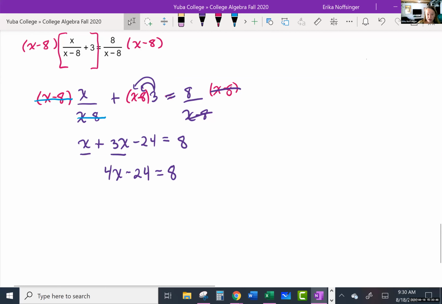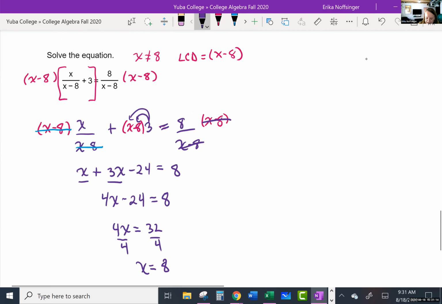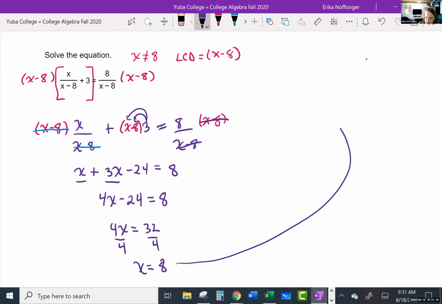So I want to get all the terms with a variable on one side, constant on the other. If we add 24 to both sides, we get 4x is equal to 8 plus 24, which is 32. Divide both sides by 4 to get x by itself. We get x is equal to, well, 8 times 4 is 32, so 32 divided by 4 is 8. Okay, so notice this is the value we said that x could not be. And so here there would be no solution.